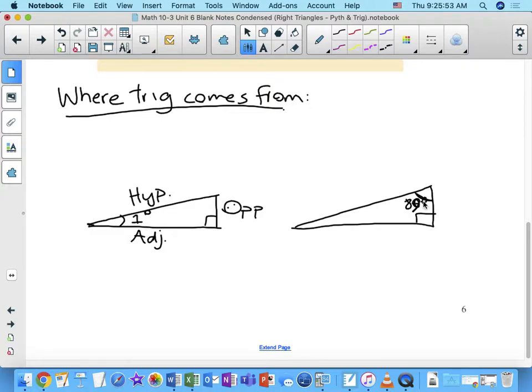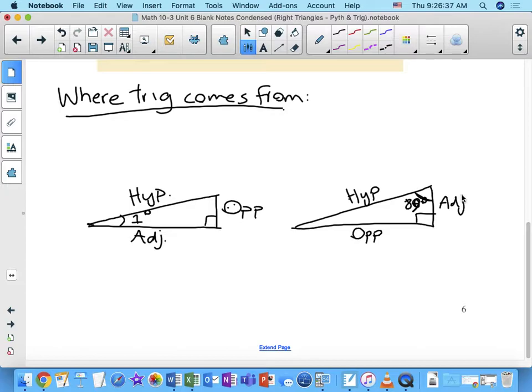If I'm labeling this triangle using this angle instead, this is still the hypotenuse, because that never changes. But now the side at the bottom is the opposite side, because that's the one that's opposite to the 89 degree angle. And this one is the adjacent side. Okay, so the hypotenuse is always the hypotenuse. The opposite and adjacent depend on which angle you are looking at in the triangle.